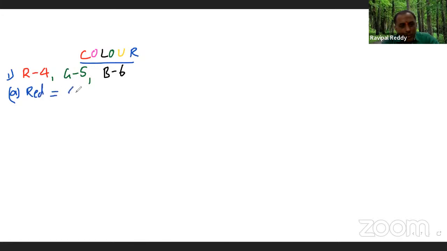Red ball, how many red balls are there? 4. 4 by the total number of balls in a bag is 15. 4 by 15. There is no common factor for these two numbers. Therefore, 4 by 15 is the right answer.